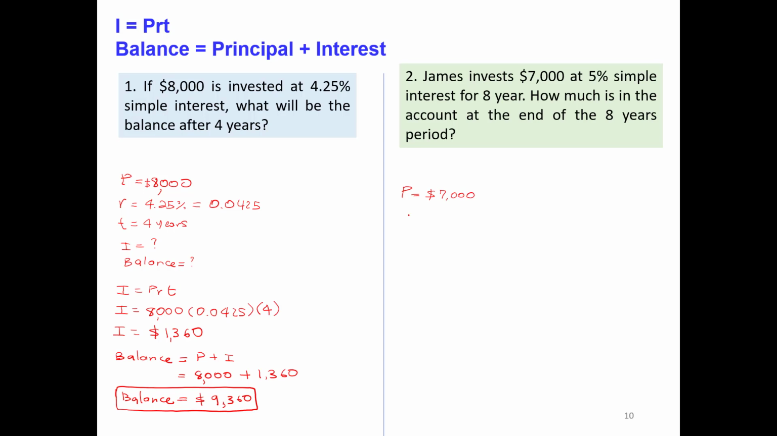Then it's simple interest for 8 years, at 5%. We know the rate is 5%, and let's write it in decimal notation also, because we need it in decimal notation. And the time will be 8 years. We need to calculate the balance, but first we need to calculate the interest, and then the balance. Let's calculate the first one.